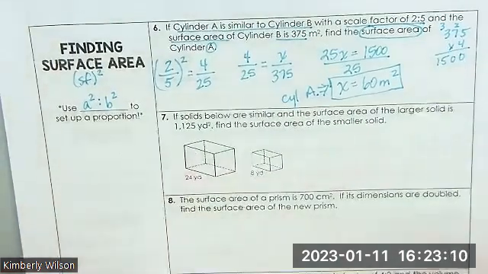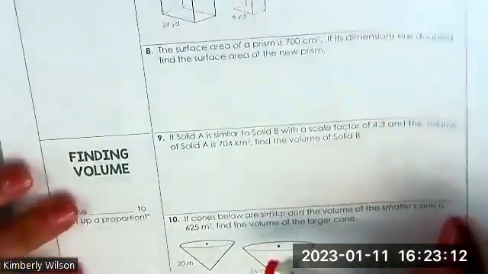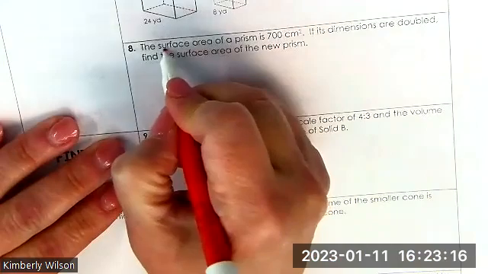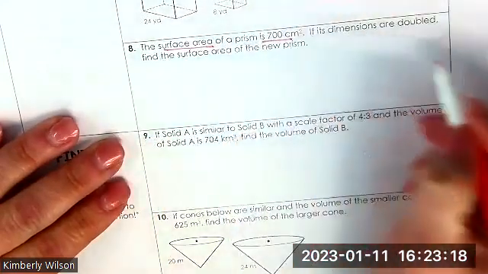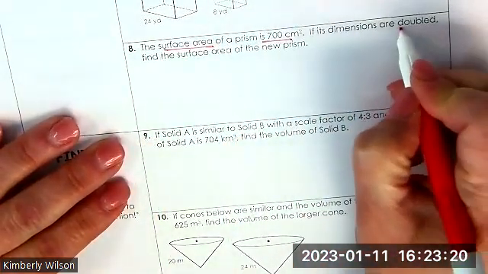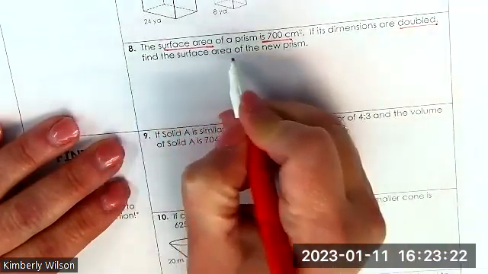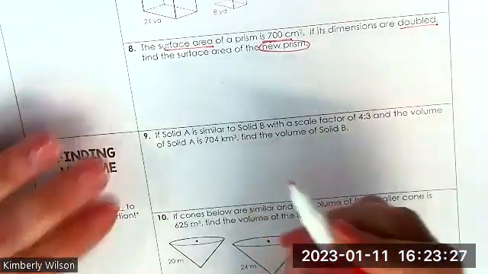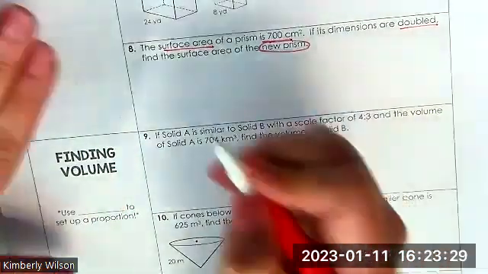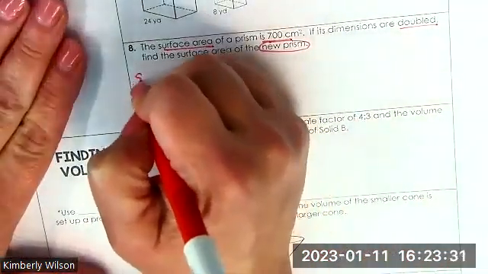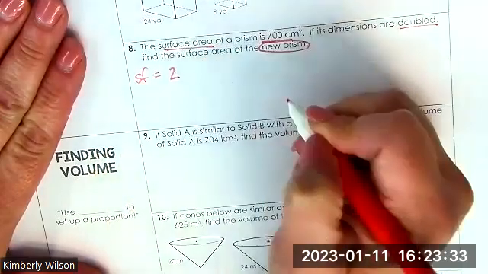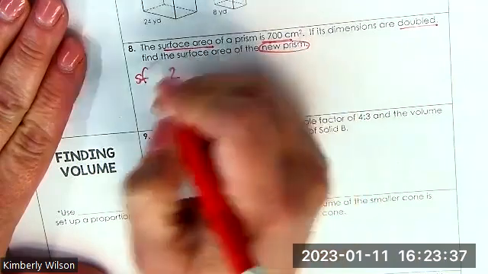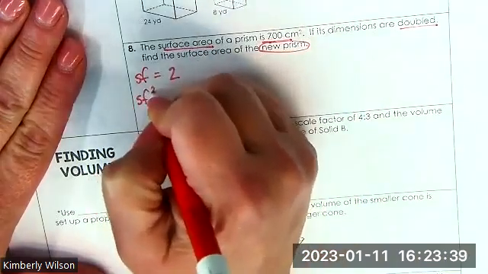Let's look at 8. The surface area of a prism is 700. If its dimensions are doubled, find the surface area of the new prism. So we're looking for the new prism's surface area. If it's doubled, then my scale factor is 2. Remember, when it's surface area, we do the scale factor squared.